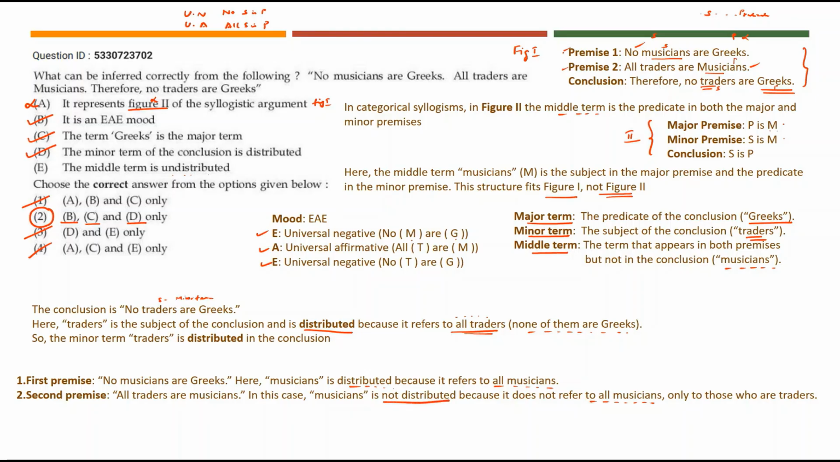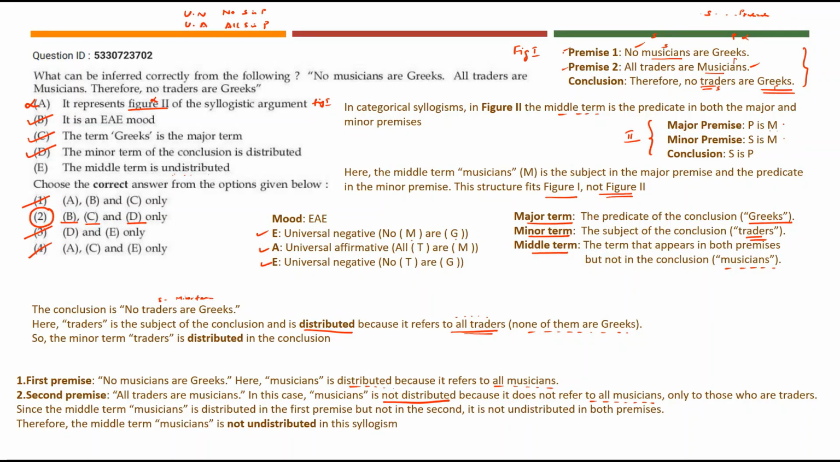When you have distributed in both the premises, we can say the middle term is distributed. When we have undistributed in both the premises, we can say it is undistributed. But here in one premise it is distributed and in one premise it is not distributed. How should we take this? Since the middle term musicians is distributed in the first premise but not in the second, it is not undistributed in both premises.